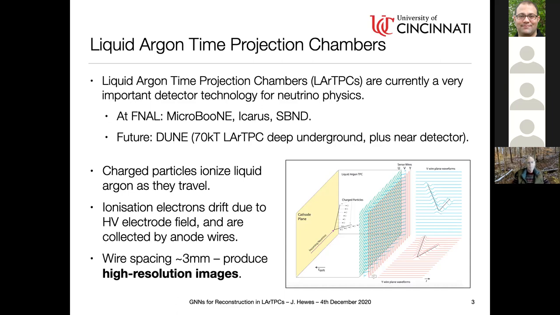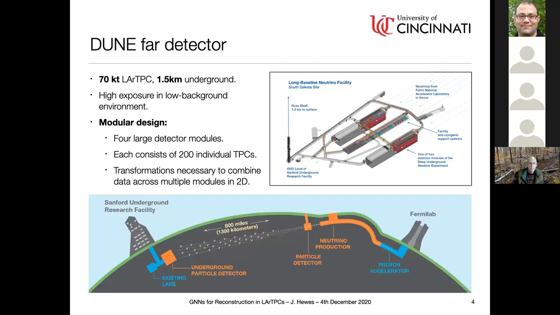And because your timing resolution on your wires is very good, and because the spacing of your wires is very small, you end up with very high resolution images and a lot of information on what's going on in your detector. Like I said, DUNE is going to be very large. It's going to be 70,000 tons of liquid argon, very deep underground at the Sanford Research Facility in South Dakota. We're going to fire a beam of neutrinos from here at Fermilab to SURF, measure the neutrinos on both ends, and understand how the neutrinos have changed as they propagate. And that gives us some insight into some parameters from phenomenology that we don't currently understand.